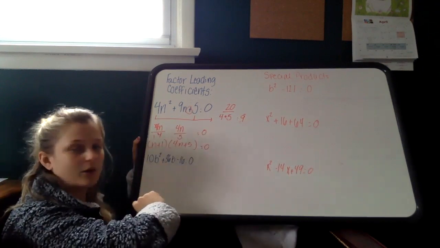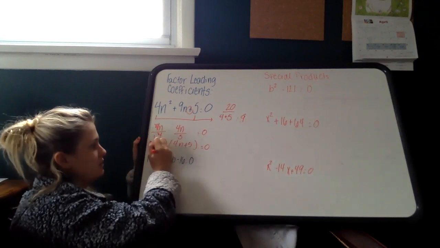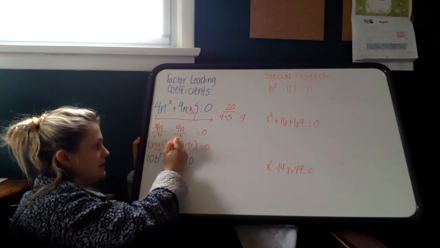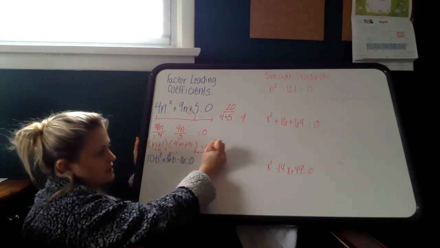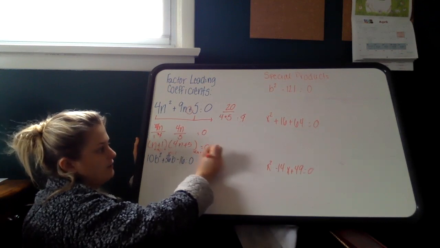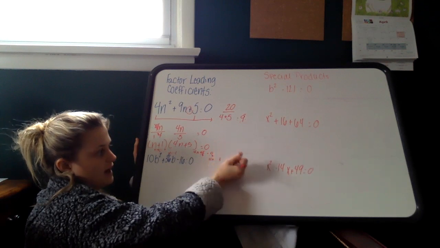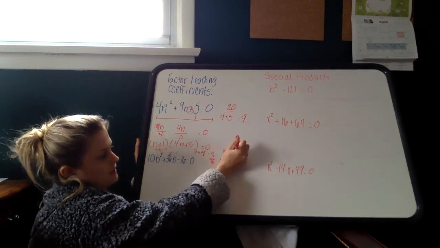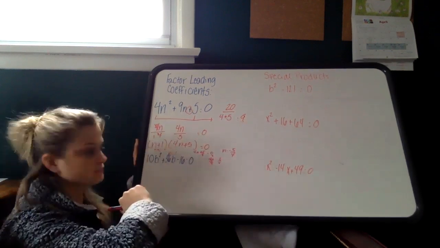So then you would just solve for n. So n plus 1 equals 0. Subtract by 1. n equals negative 1. Or 4n plus 5 equals 0. Subtract 5. So then you have 4n equals negative 5. Divide by 4. n equals negative 5/4. Okay, so those are your two options for that one.